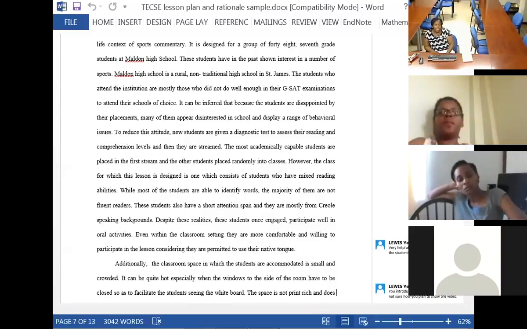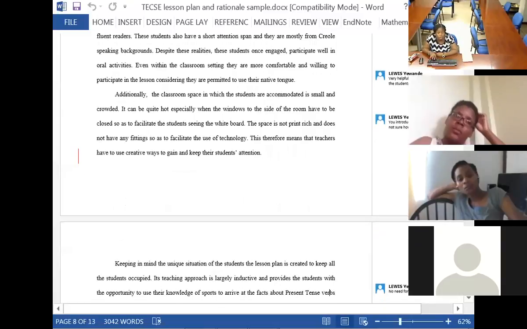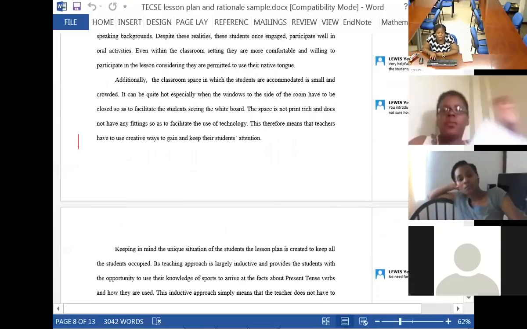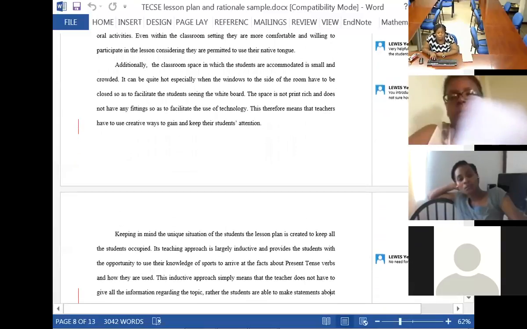The classroom space in which the students are accommodated is small and crowded. It can be quite hot, especially when the windows to the side of the room have to be closed so as to facilitate the students using the whiteboard. All right, I just want to get down to the text principle.